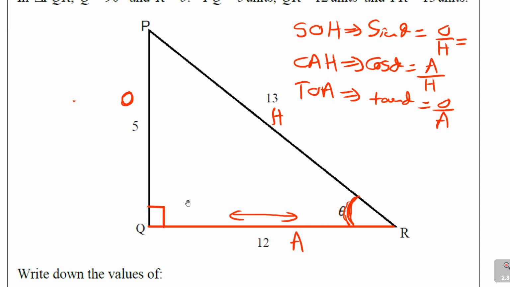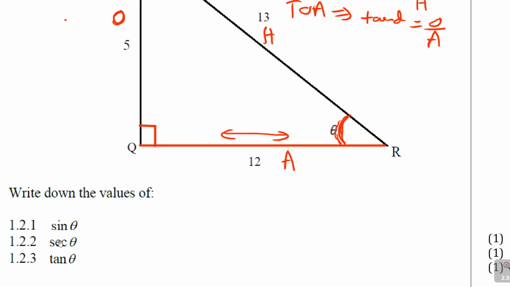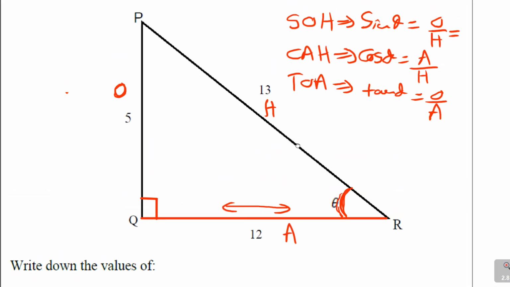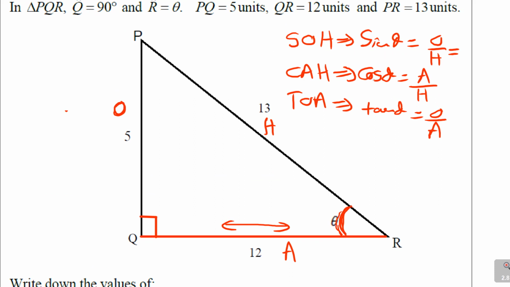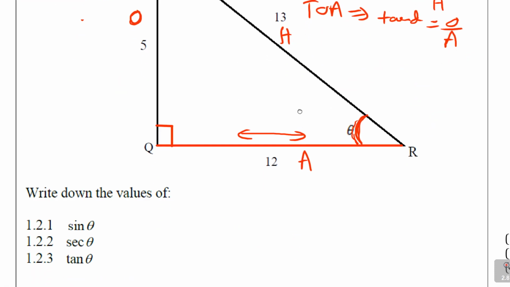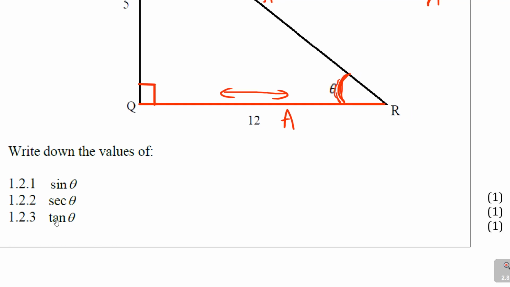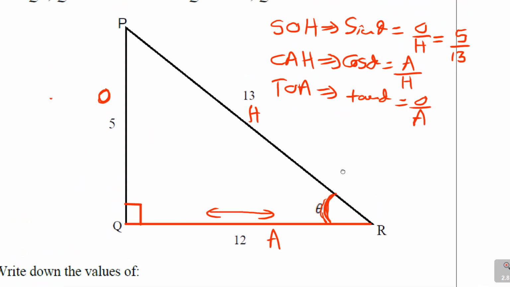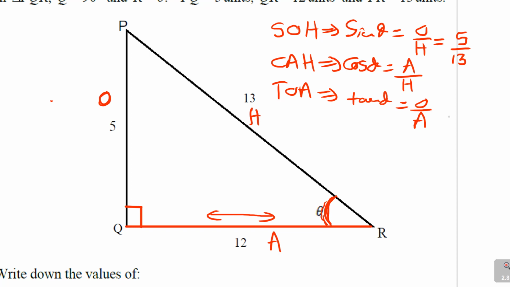The question says calculate the values of the following: sin theta. That's the first one. Sin theta, you can see it says O over H. What is O? It's 5, over H is 13. See that? Then let's find tan theta. Tan is O over A. What is my O? It's 5. My O over A is 5 over 12.